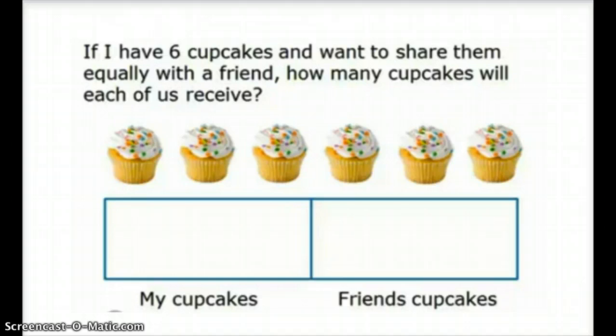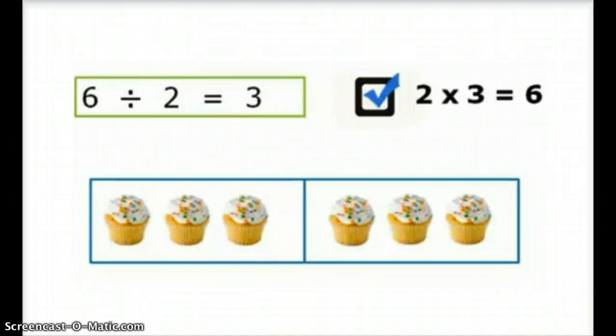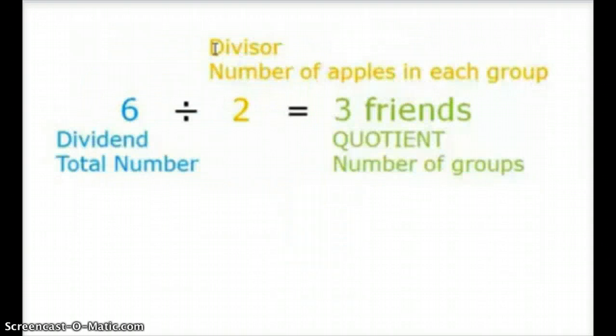So then you're going to go through and do it. I do 6 divided by 2, which is 3. So I've got my 2 groups, and I split them up as many as I can. So 3 would go in each group. And then check it by multiplication: 2 times 3 is 6.